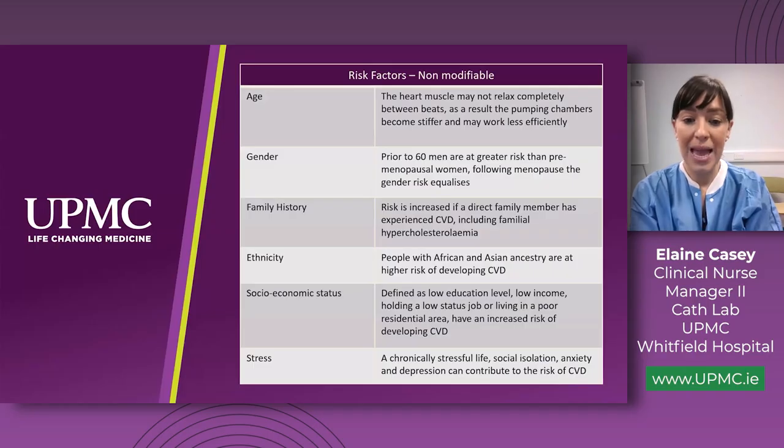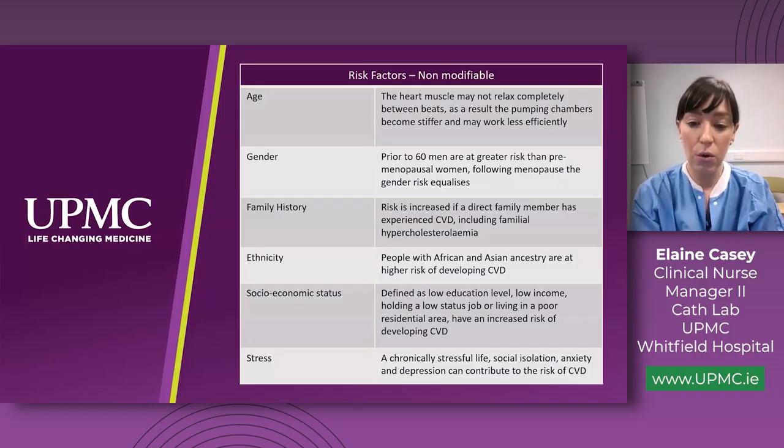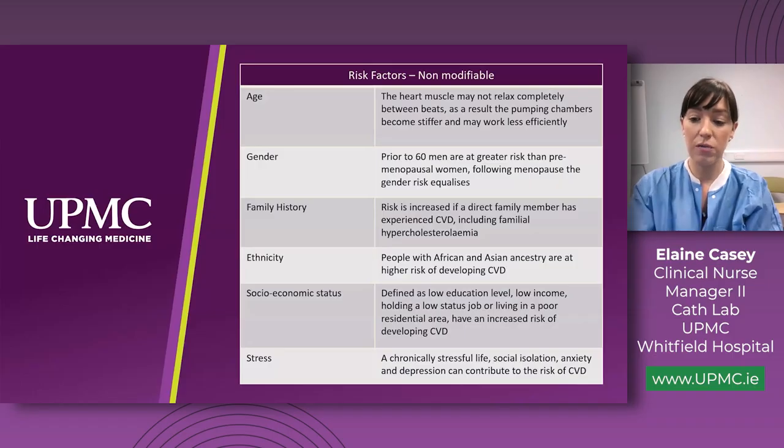Family history, so risk is increased if a direct family member has experienced cardiovascular disease, including familial hypercholesterolemia. Ethnicity, so people with African or Asian ancestry are at higher risk of developing cardiovascular disease. Socioeconomic status, so low education level, low income, holding a low status job, or living in a poor residential area increases the risk of developing cardiovascular disease. So stress, a chronically stressful life, social isolation, anxiety, and depression contribute to the risk of cardiovascular disease.